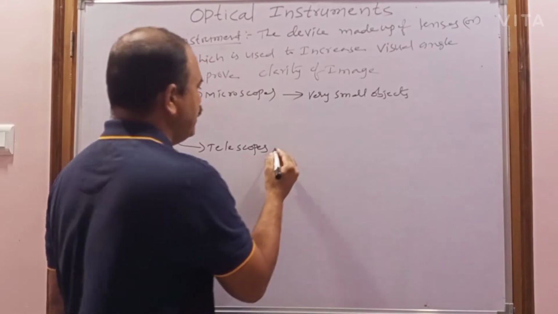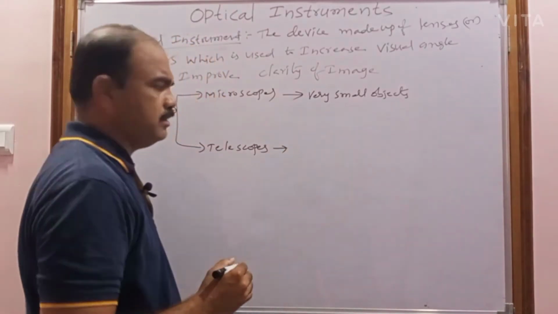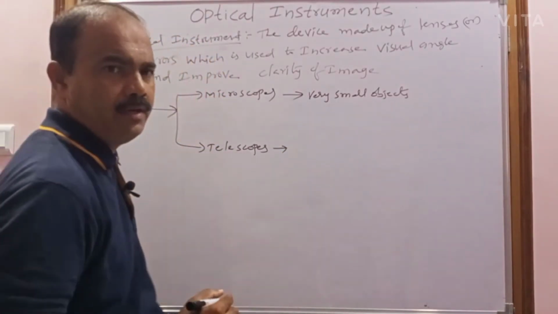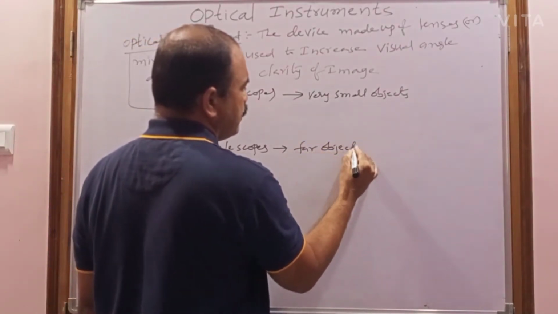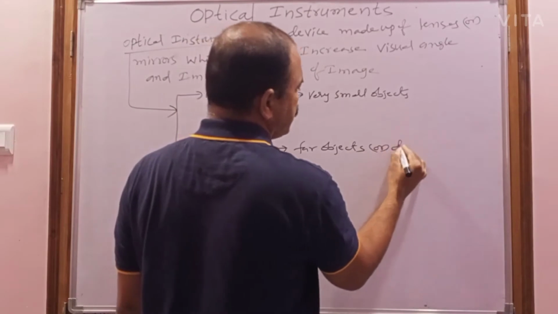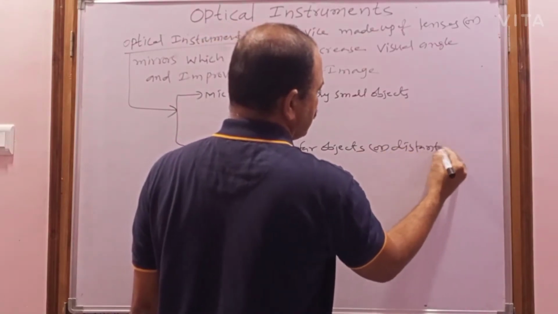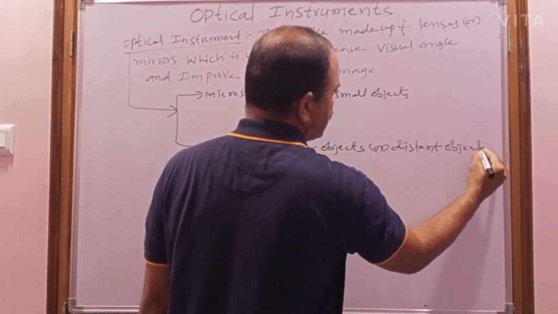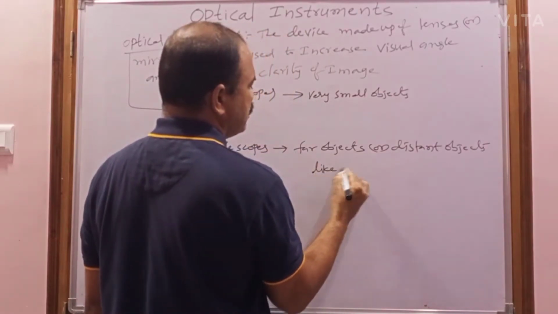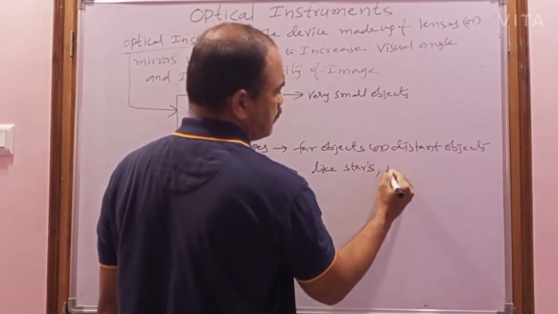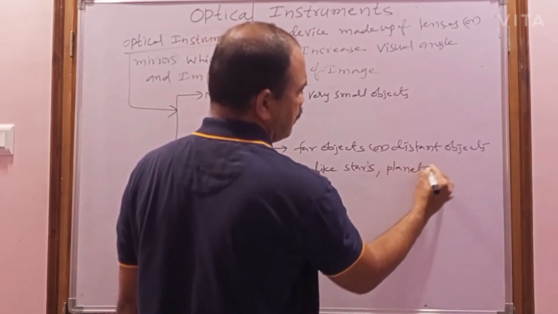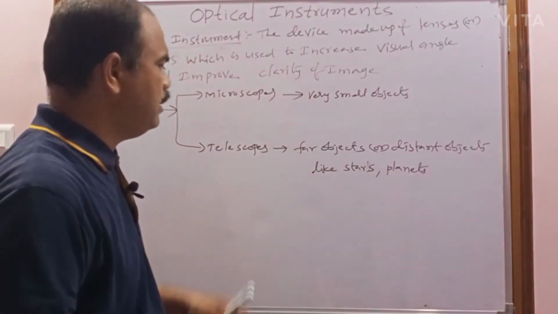Now coming to the telescopes. Telescopes are also optical instruments, which are used to see far objects or distant objects like stars and planets. That type of device is called a telescope.